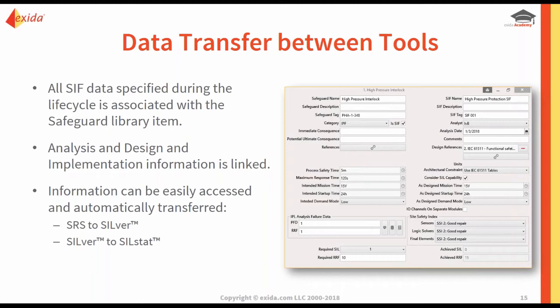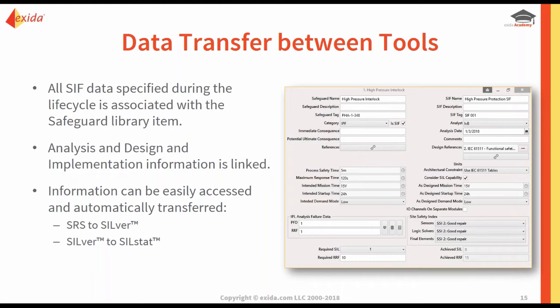and storing all the information associated with it here in the library. Here you see on the left-hand side of the screenshot, you have your analysis information. It starts with the safeguard name and description, your safeguard tag, and any consequence information or references that you use for analysis. A little farther down, we have some of the SRS information: your process safety time, maximum response time, and then your intended mission time, startup time, and demand mode. The reason we say intended is because at this point in the life cycle, you are creating your design criteria before doing the design. So it's not the implemented, it's intended. A little farther down, you can see your IPL information, which comes from the LOPA, and finally the resulting required SIL and required RRF for this.